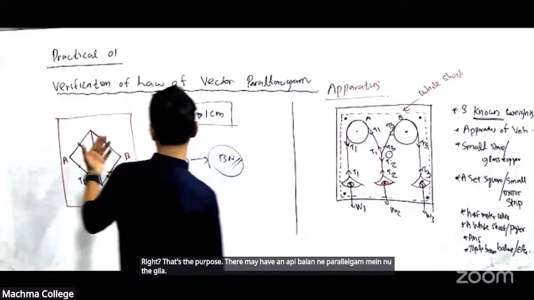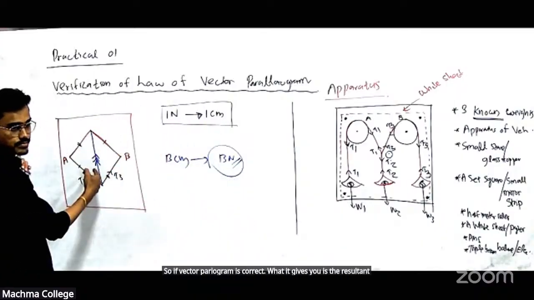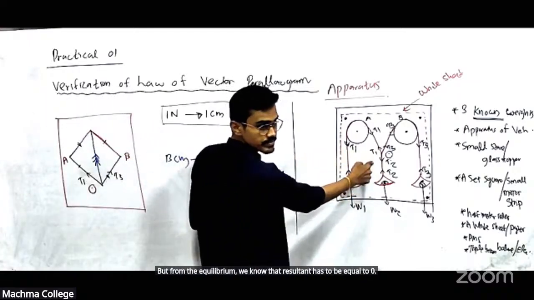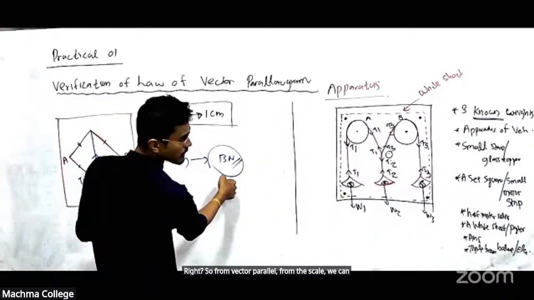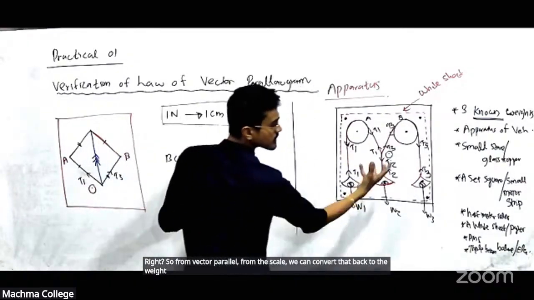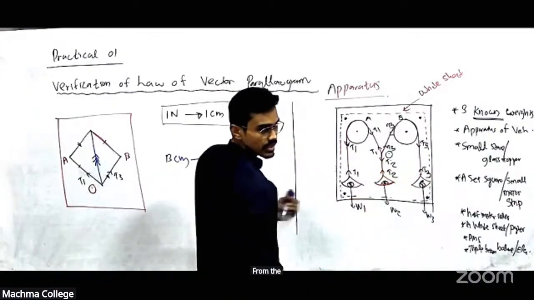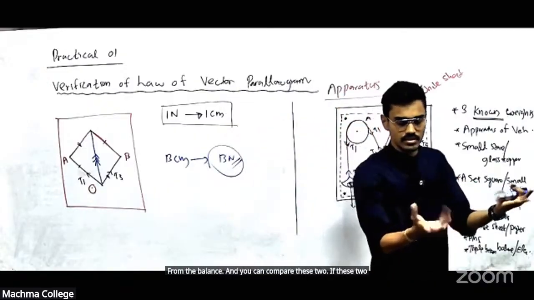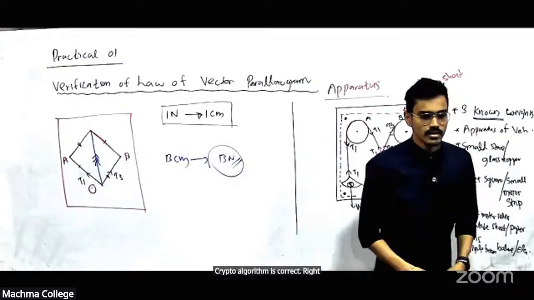So if the vector parallelogram is correct, what it gives is the resultant of these two. But from the equilibrium we know that the resultant has to be equal to T2, right? So from the vector parallelogram, from the scale, we can convert that back to the weight here, and practically you can measure these two from the balance and you can compare these two. If these two readings are equal, the vector parallelogram is correct, right? There is the experiment.